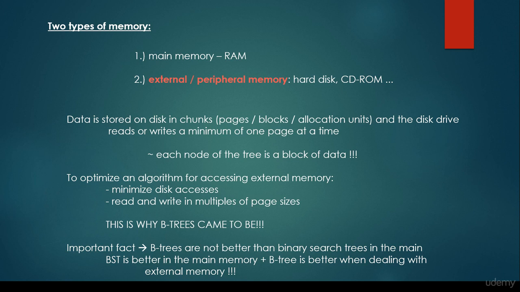So it is an important fact that B-trees are not better than binary search trees in the main memory, because binary search trees are better in the main memory and the B-trees are better when dealing with external memory. Okay, so again, why is it good? Because we are able to store a block of data in a single node for a B-tree. And this is not the case for the other binary trees we have been discussing, such as the binary search tree, the red-black tree and the AVL tree.